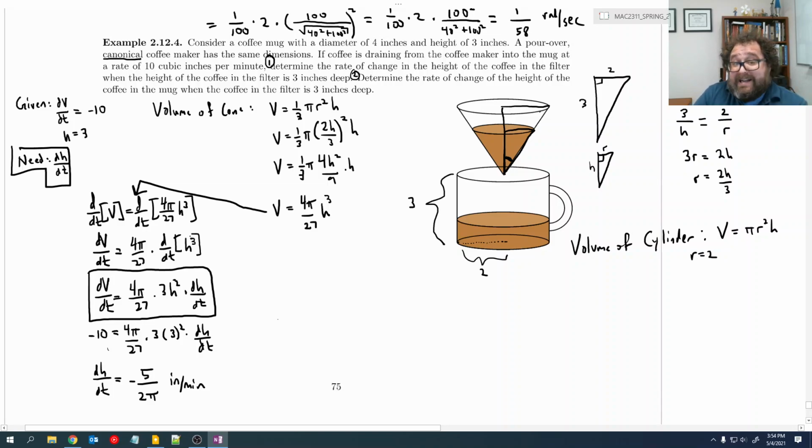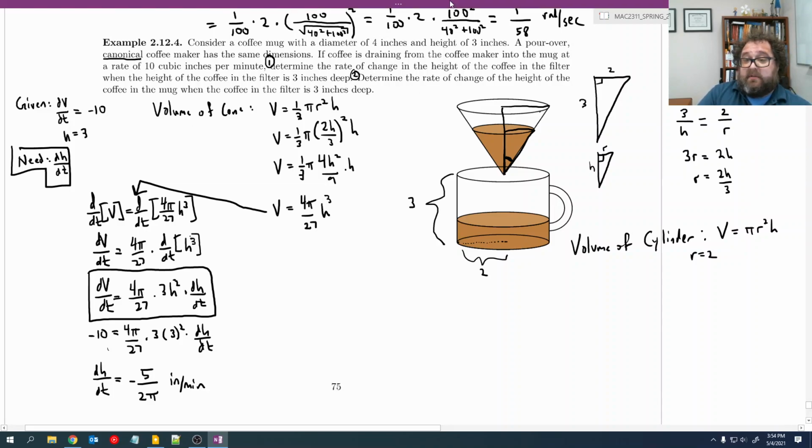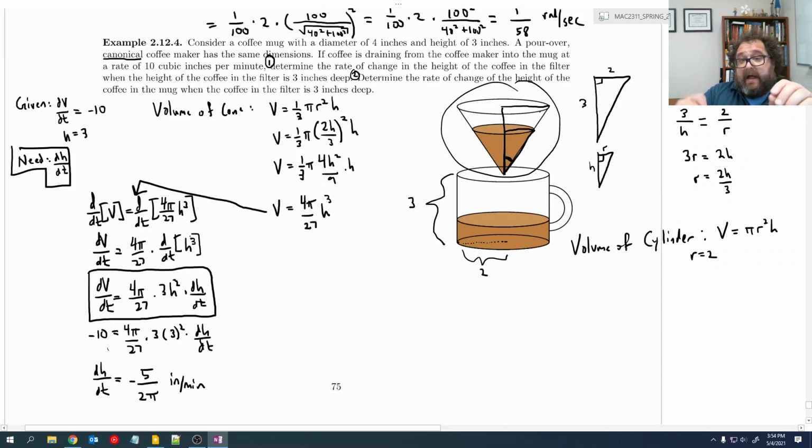Now, I could not do that on part A. Why could I not do that? Because think about up here in the cone, that cone shape is changing when the coffee level drains, and as that cone shrinks, the radius changes. That's why we could not plug in a radius to start with up above, because the radius was changing. But with the cylinder, it has a constant radius, so you can go ahead and substitute the known value for r.